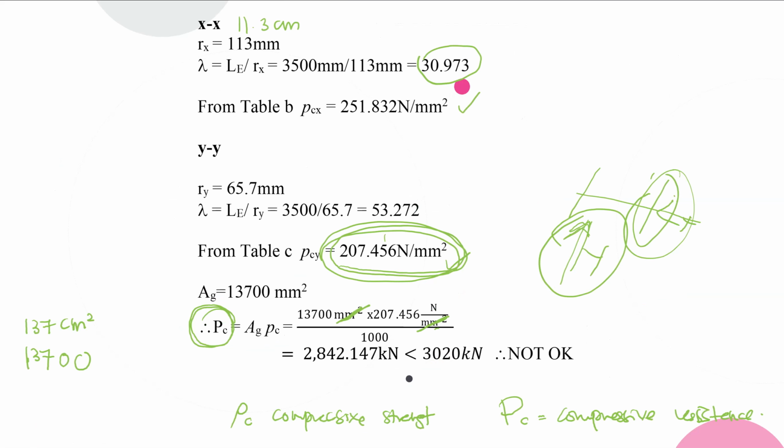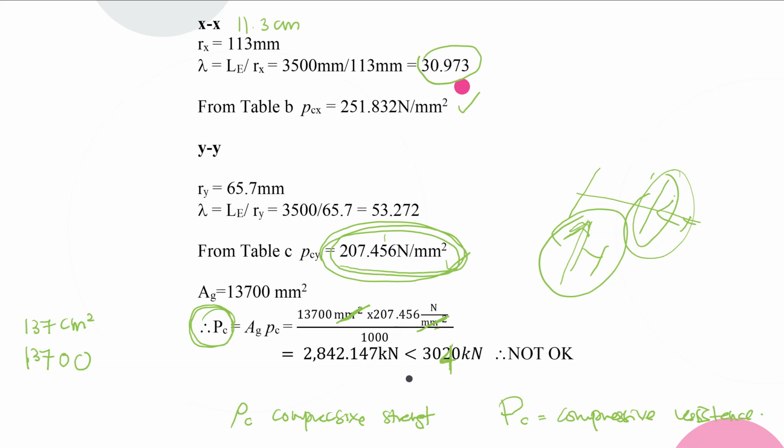Okay. Oh, sorry, 3040. So the value is not okay, since 2842.147 is less than 3040. So it means the section should provide higher compressive resistance compared to the axial load acting on the column itself. So this one is not safe, meaning the loading is bigger than the compressive resistance capacity of the column itself.